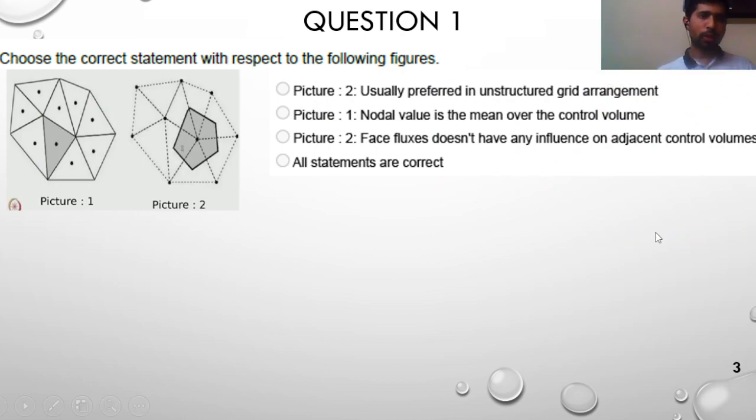So here is question number 1. Choose the correct statement with respect to the following figures. You have two pictures which correspond to two ways of generating the grid control volume in the finite volume method. So these two correspond to two different methods. Can you tell me what is picture 1? Which method does it correspond to? Can you write down on the chat box?